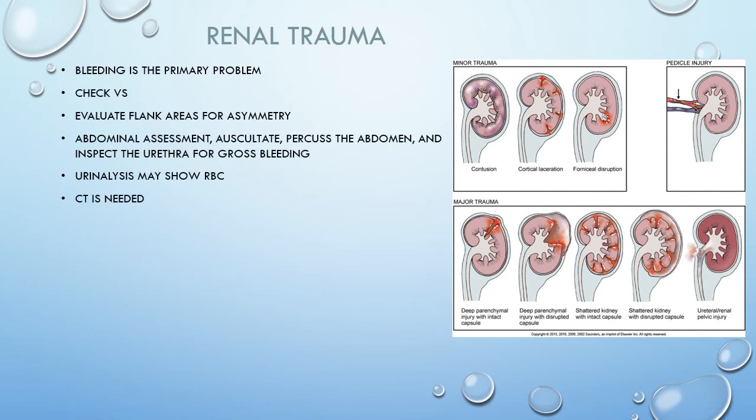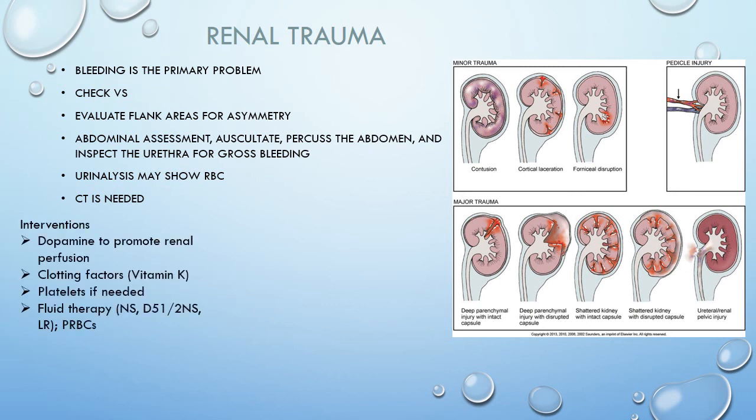Okay, let's discuss renal trauma. During renal trauma, bleeding is the primary problem. We want to check vital signs and evaluate flank areas for asymmetry. The abdominal assessment will be to auscultate and percuss the abdomen, and then inspect the urethra for gross bleeding. Urinalysis may show red blood cells. We will need a CT scan at this point.